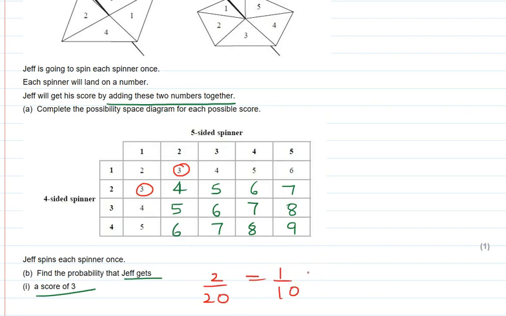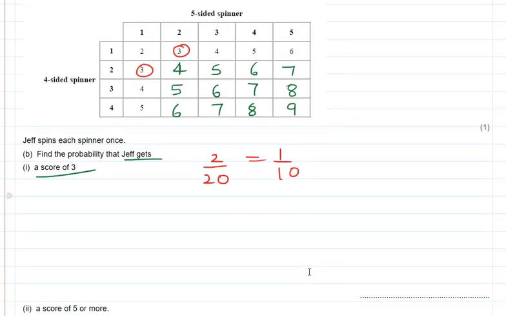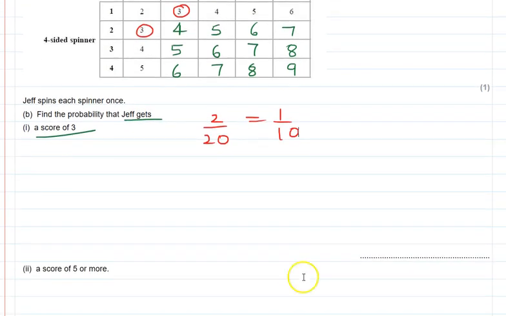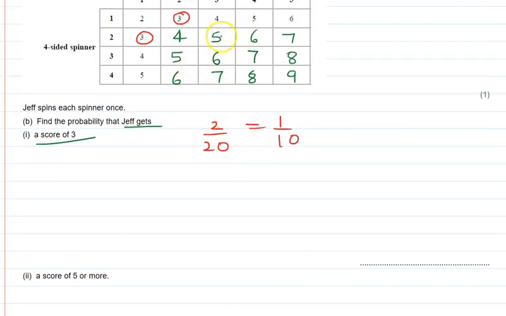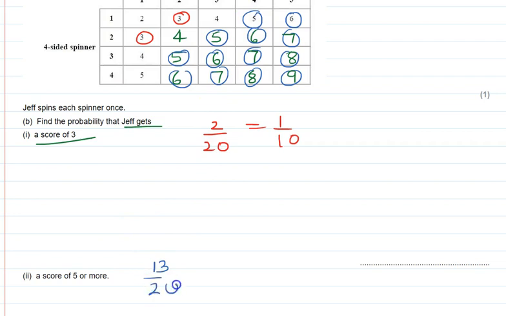Okay, so now the next part is a score of 5 or more. How many are there? Let's count from 5 or more: 1, 2, 3, 4, 5, 6, 7, 8, 9, 10, 11, 12, and 13. So it will be 13 out of 20.